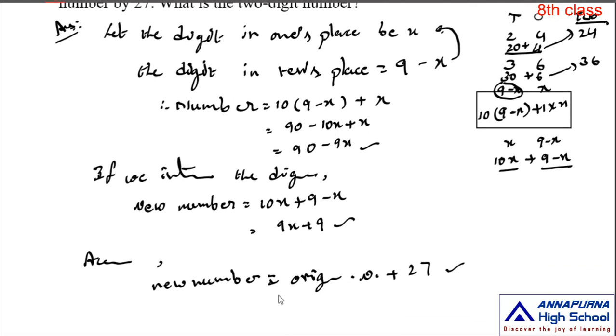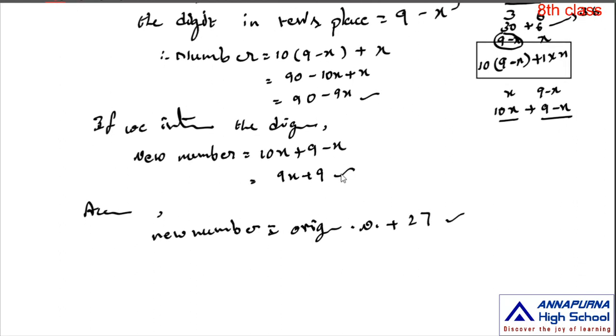Okay, that new number is 27 greater than the original number. That means if we add this 27 to the original number, we get the new number. So as per this, the new number is 9x plus 9, and the original number is 90 minus 9x plus 27. Okay, now this is the required equation and solve it.